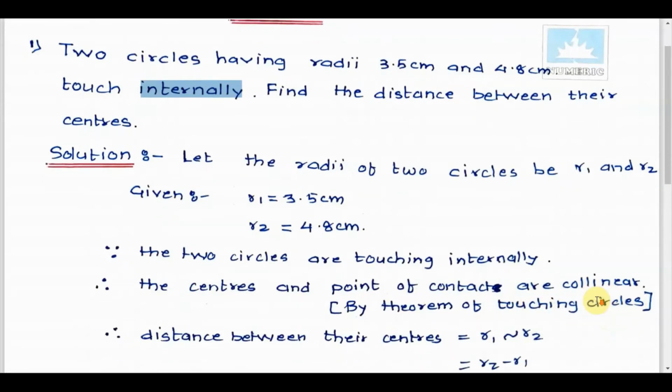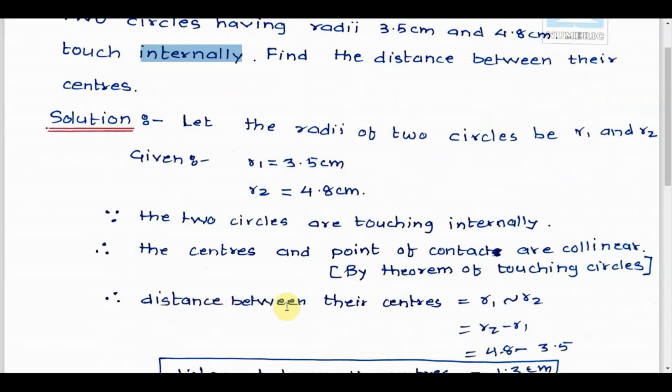So what you are going to get, the distance between their centers is equal to r1 minus r2. Now this sign indicates that whichever is the bigger we have to take first and the smaller is subtracted. If r1 is bigger, then r1 minus r2. If r2 is bigger, then r2 minus r1. Now in this case r2 is bigger, correct? So here you are going to get r2 minus r1.